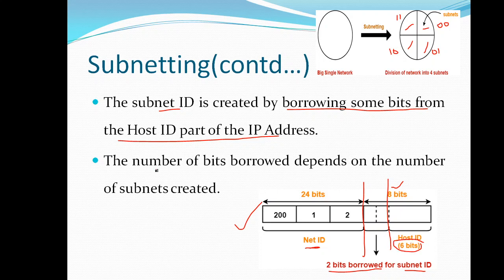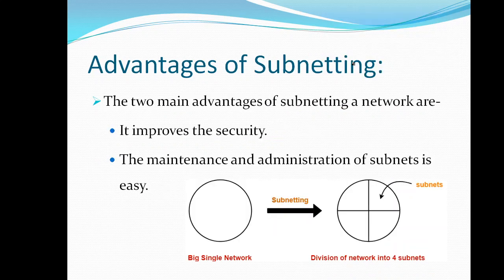How many bits should be borrowed depends purely on the number of subnets you are creating. Here we are creating 4 subnets, that's why we require 2 bits. If you want to create 8 subnets, then we require 3 bits. If you want to create 2 subnets, then you require 1 bit, so you need to borrow 1 bit from the host ID part.